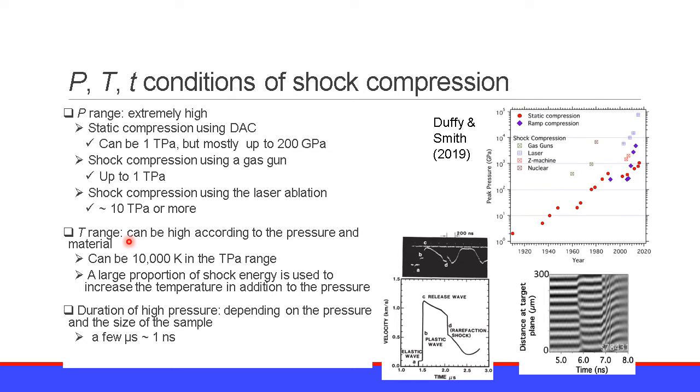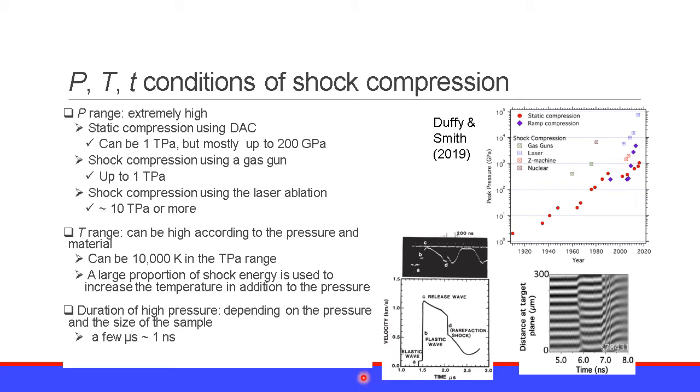Temperature range can be high, but it depends on the pressure and material properties. In the terapascal range experiment, it can reach 10,000 Kelvin or more. Why temperature is increased is a large proportion of shock energy is used to increase the temperature in addition to the pressure.